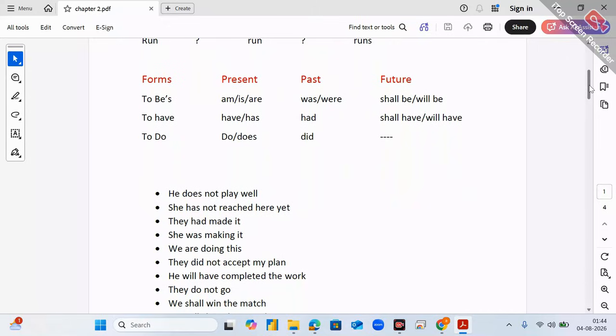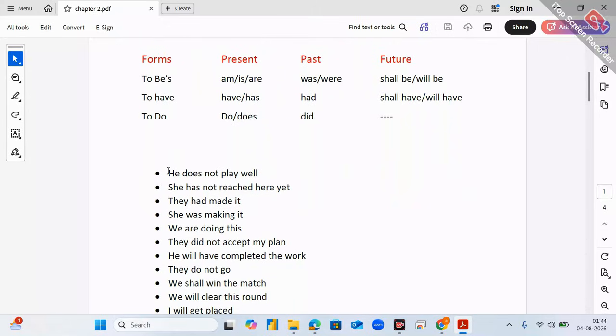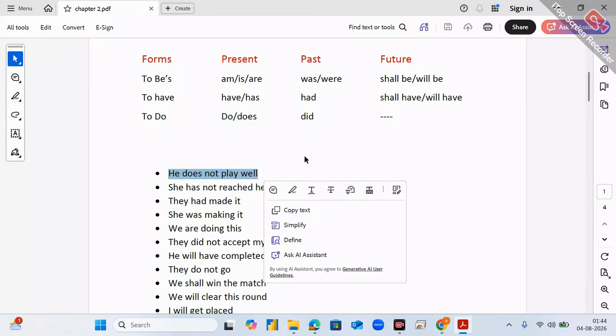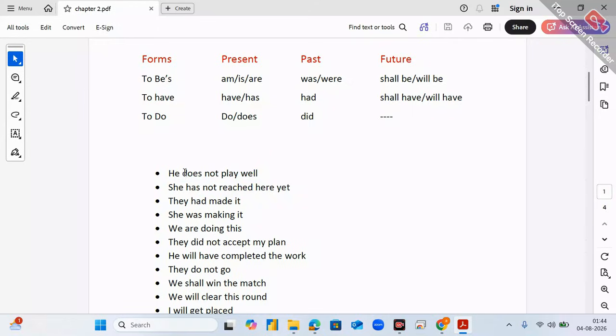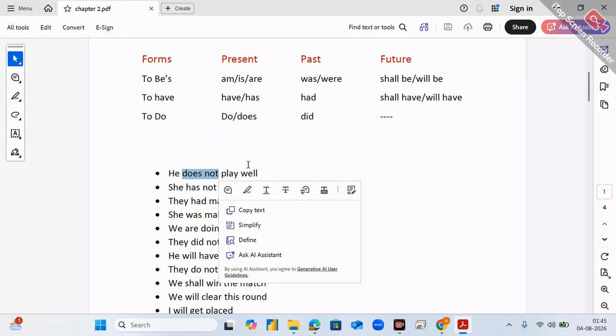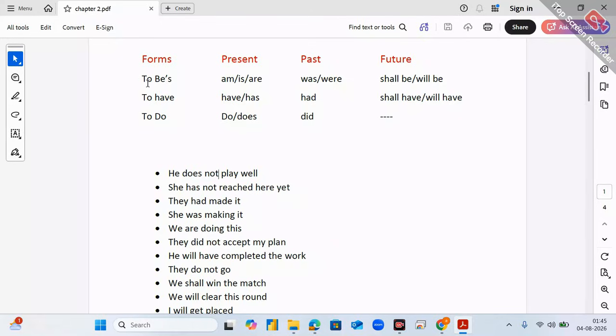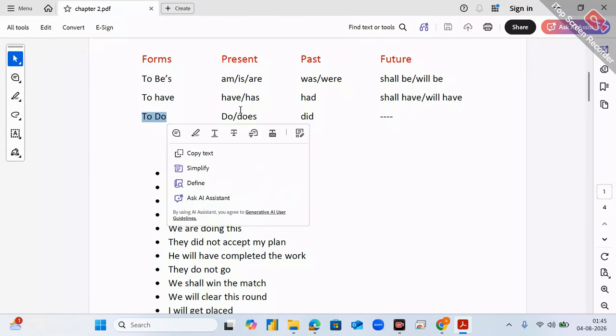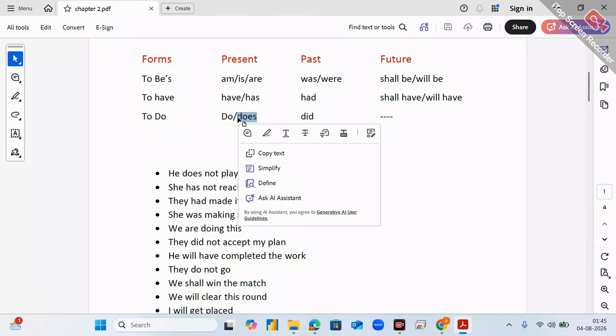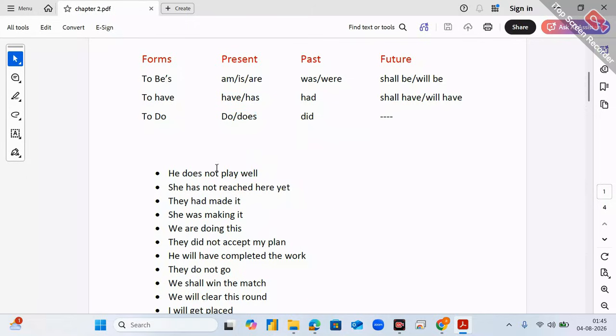So let's solve some examples. For example, he does not play well. Try to solve these simple sentences which I have written for you guys. He does not play well. Look at the helping verbs which are there. Does not. So here does not, where is it? It comes under to do's format, as you can see over here, to do. Do or does. It is in present tense, right? So it is the present tense in this sentence.